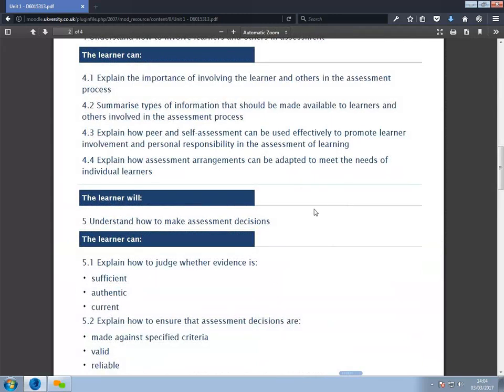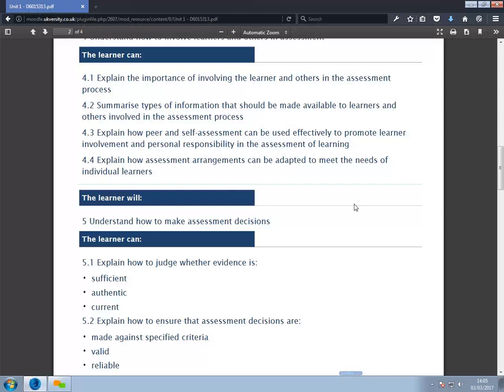Explain the importance of involving the learner in the assessment process. Well, I've just covered that slightly by saying that, yeah, the candidate or the learner will tell you when they are ready to be assessed on a certain process. Because if you're just going to go in and say, well, you've been doing this a while now, I'm going to watch you do it, it's obviously not going to work. Summarise the types of information that should be made available to learners. He obviously should know the standards, what he's being assessed against.